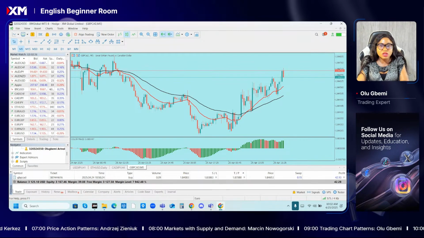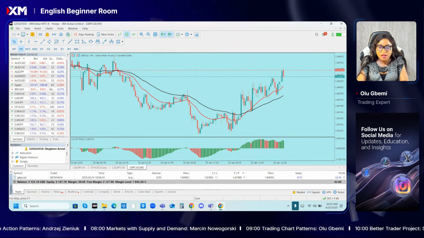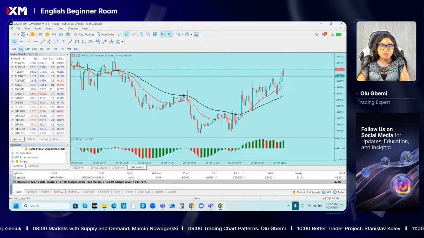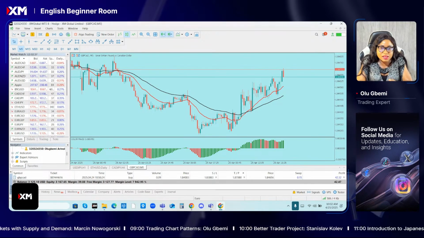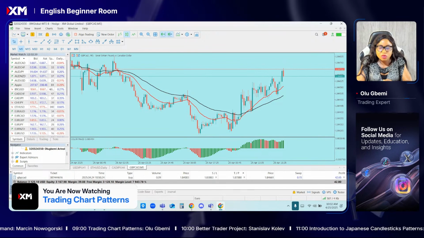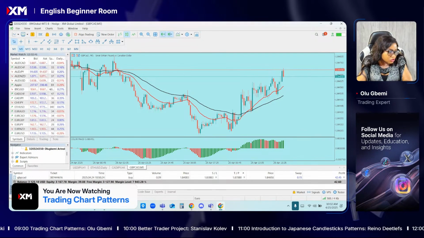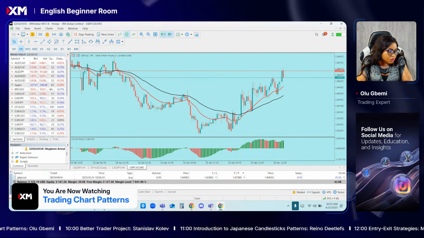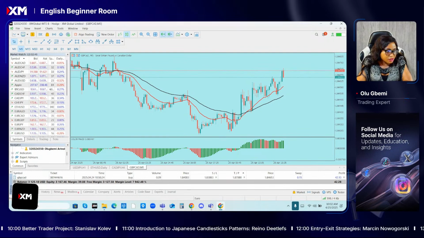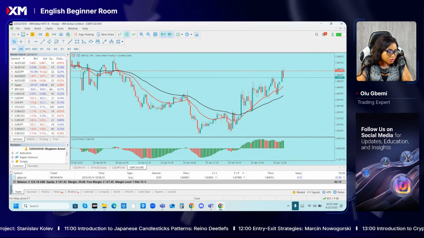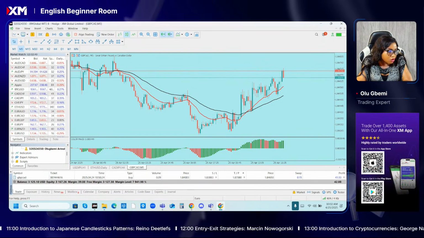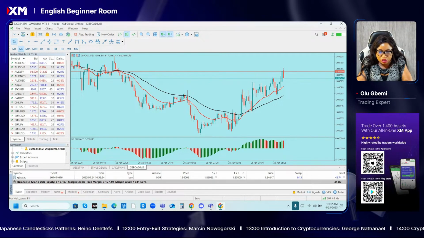So we're going to be looking into the market together and analyzing the strategies, the patterns that we can see in the market. We'll talk about what patterns trading involves, and then we try to find different patterns that are available in the market and see how we can analyze and trade them together.